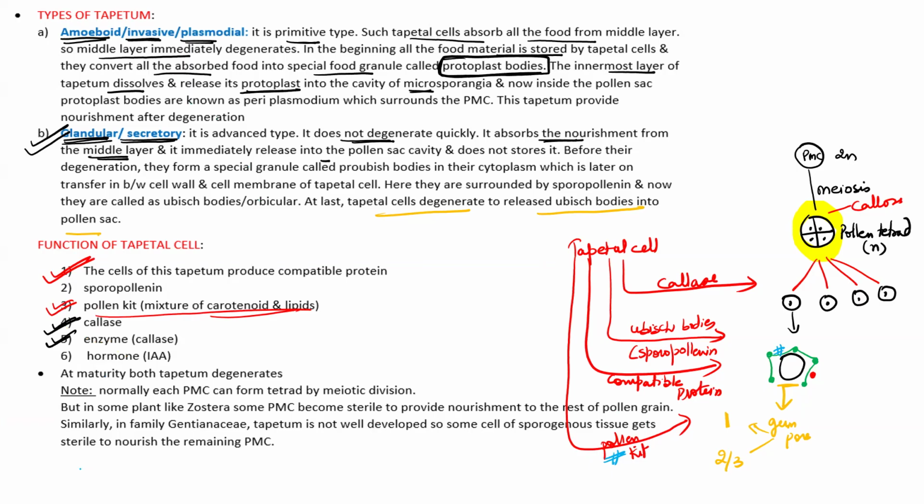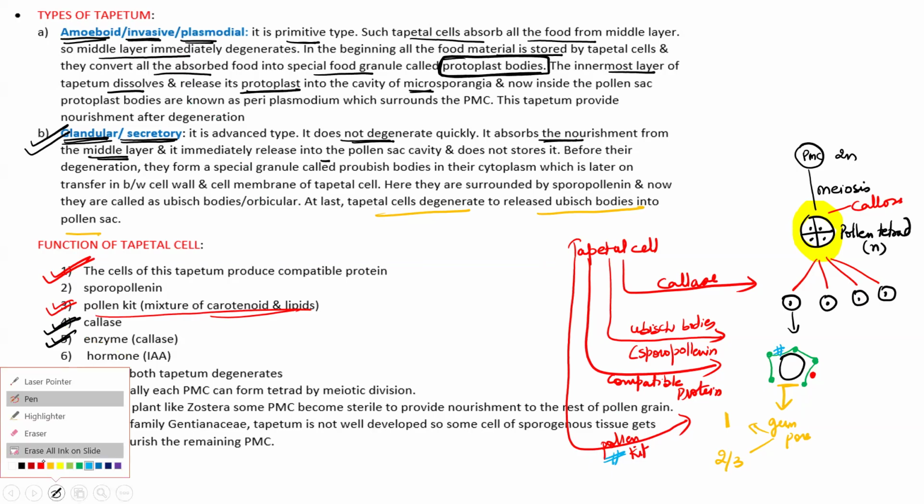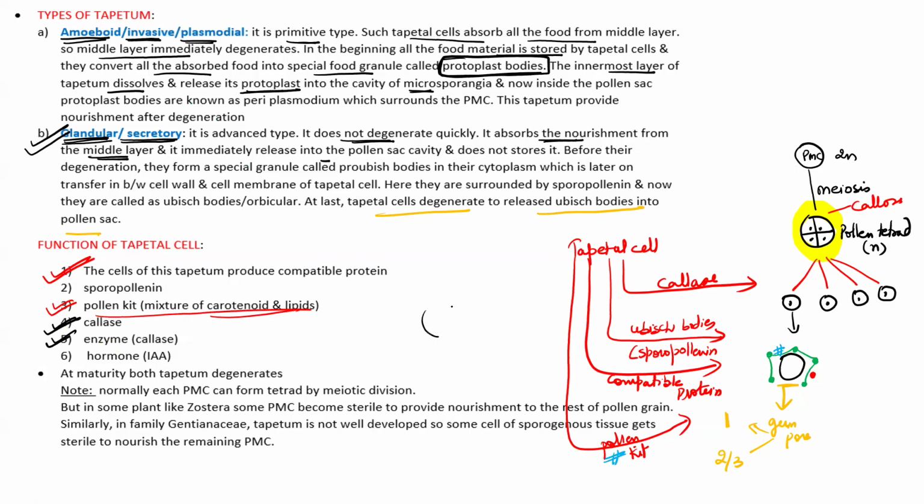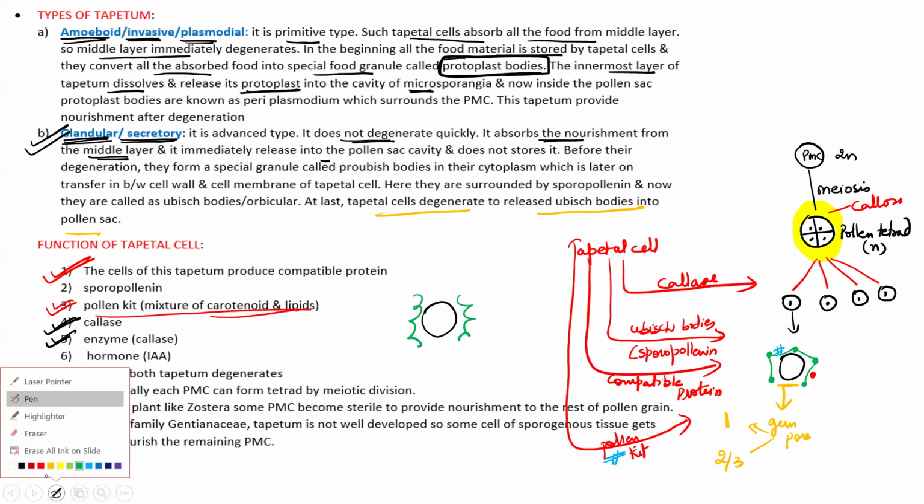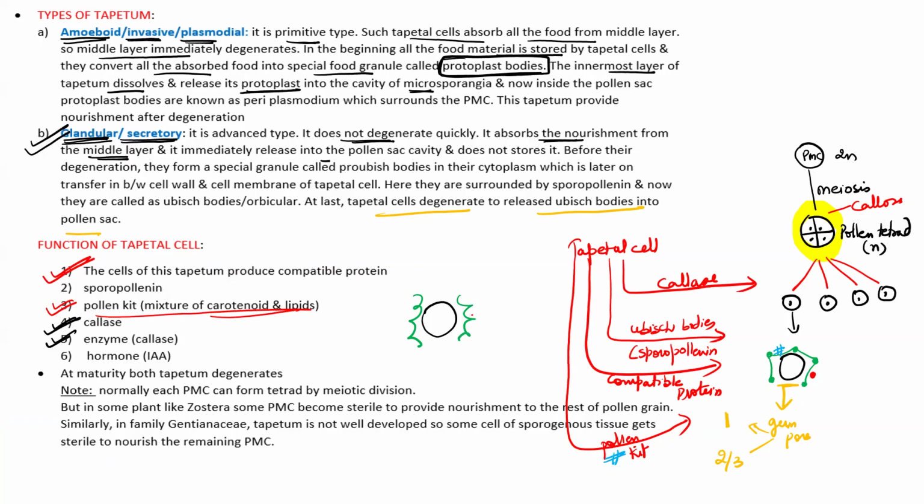So when you see a mature pollen grain, in the structure you will find this is the inner wall. Then you're finding this is the outer wall of the pollen grain. I am drawing now two germ pores. Then you're finding it is having compatible protein. Clear? Compatible protein. Then you're finding this is the pollen kit for entomophily. Okay, for entomophily. So normally each PMC will make only one tetrad.